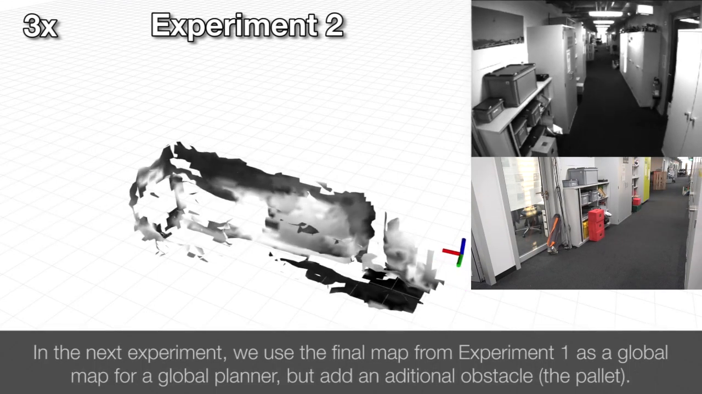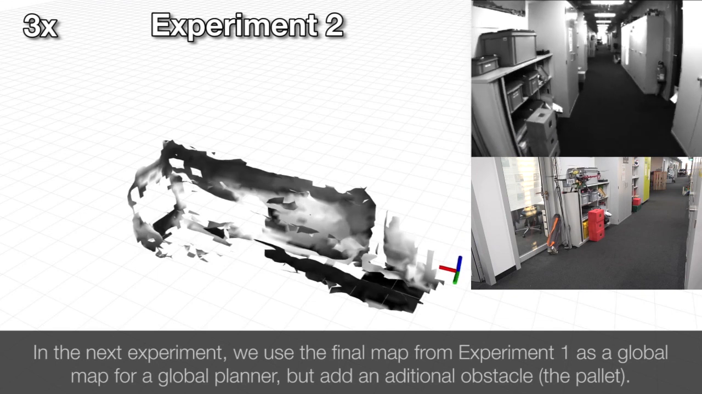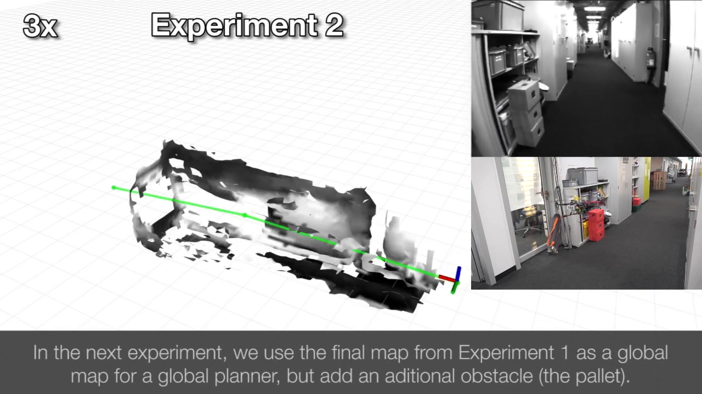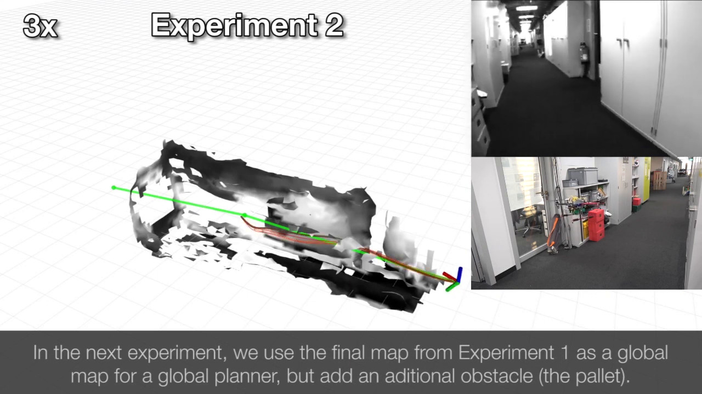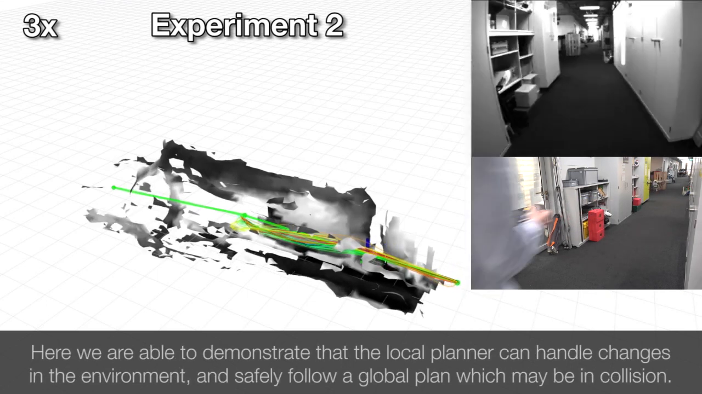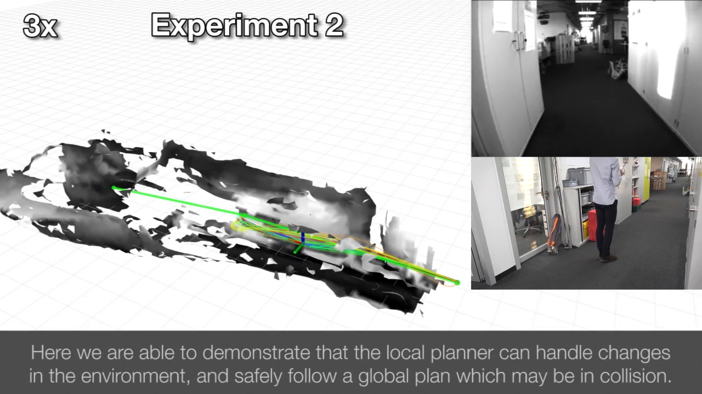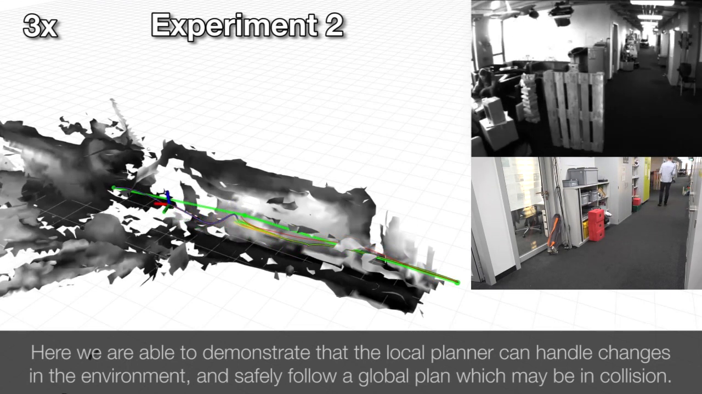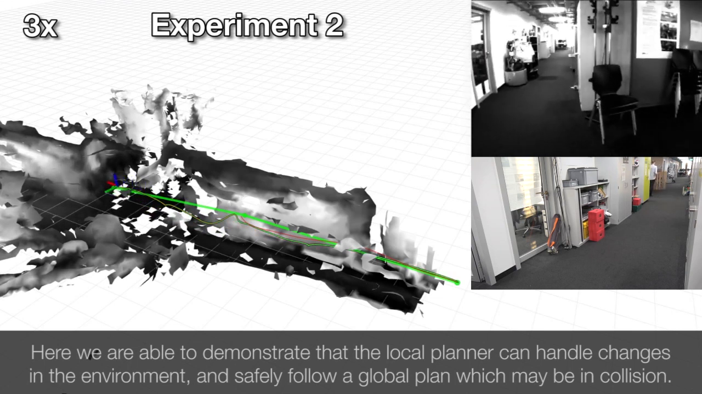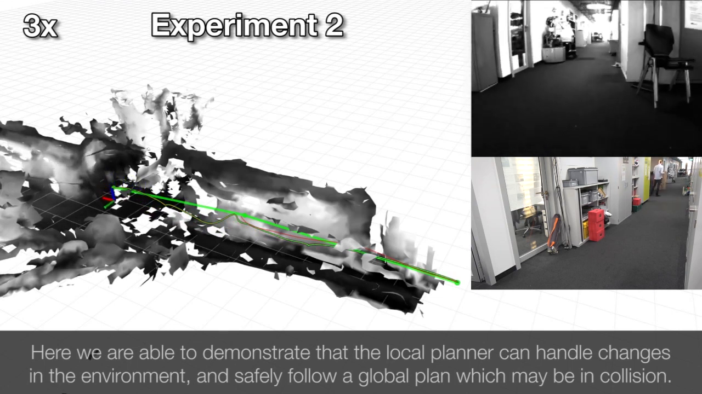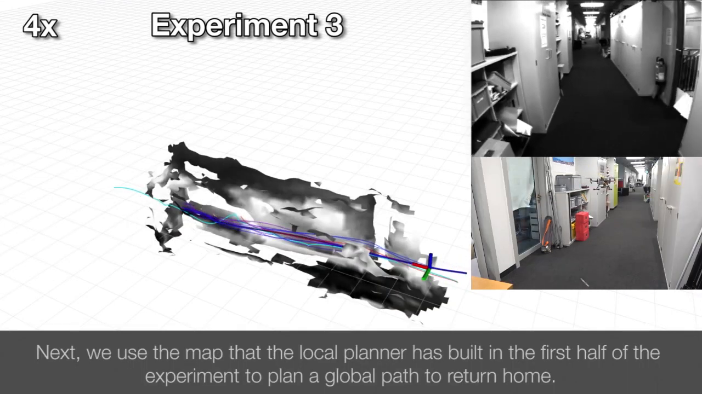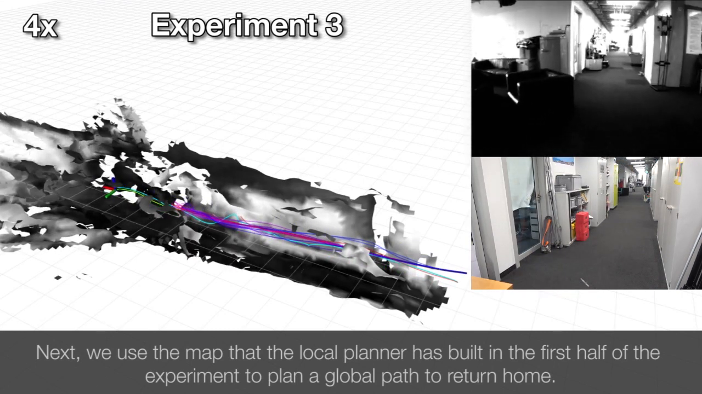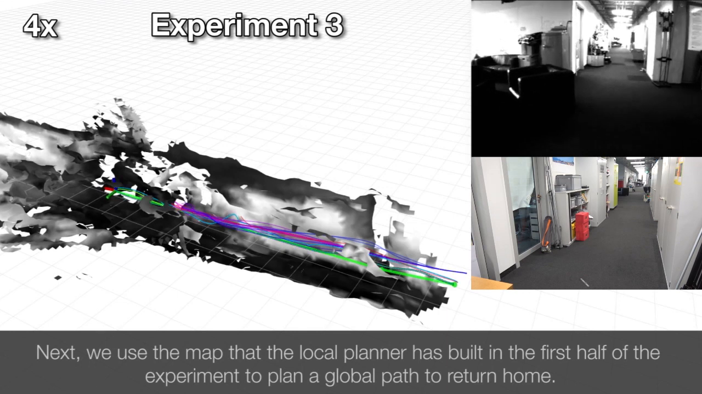In the next experiment, we use the final map from experiment 1 as a global map for a global planner, but add an additional obstacle, the pallet. Here we are able to demonstrate that the local planner can handle changes in the environment and safely follow a global plan, which may be in collision. Next, we use the map that the local planner has built on the first half of the experiment to plan a global path to return home.